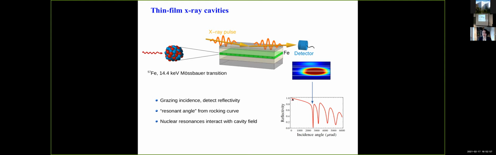Just to give you an example, you see here the reflectivity as a function of the incidence angle, and this is without having the nuclei in. This is basically just the electronic reflection, and you see that at certain angles, so-called resonant angles, you have the perfect standing wave inside the cavity. There is no light coupling out. That's a position which is interesting, for instance, for exciting the nuclei, because then you know all your field is inside the cavity, exactly at this position. And you know that the field can interact with the nuclei for a longer time. So the nuclear resonances will interact with the cavity field, and you'll see that this actually gives you access to interesting effects of quantum optics.